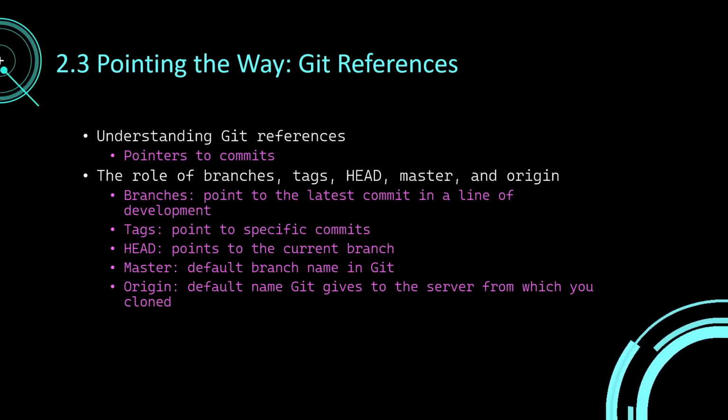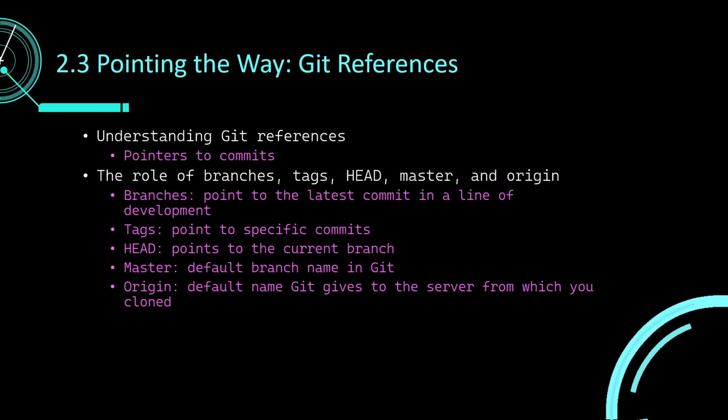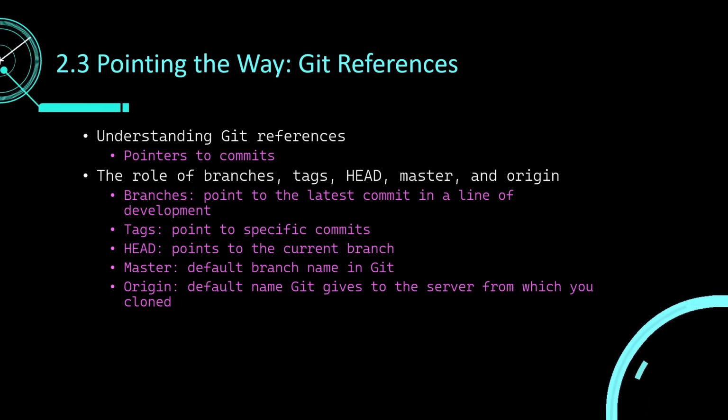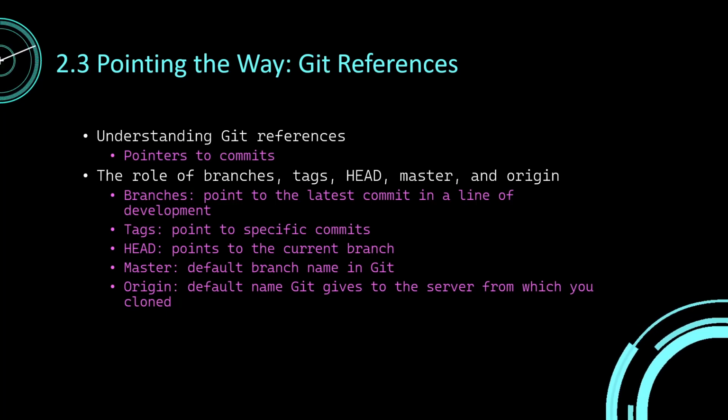The last reference we have is origin. So this is the default name that Git will assign to the server from which you cloned. In Git lingo, this is known as remote. So origin is simply the conventional name for the server from where the repository was initially cloned. To fully grasp Git, though, it's essential to understand these references and their roles, and we will be looking at them in more depth as we go through the presentation, as we go through the demonstrations.